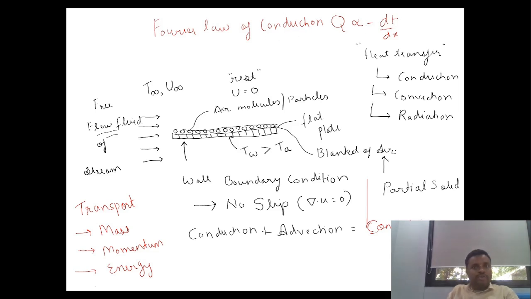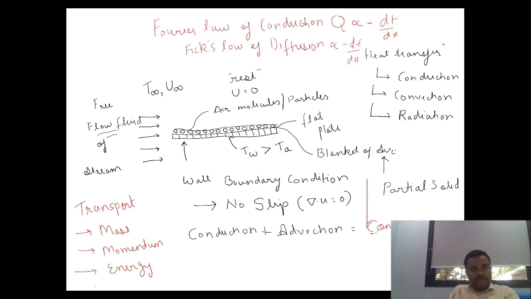Now analogous to this physical equation we have Fick's law of diffusion. In Fick's law of diffusion there is a transfer of mass, whereas here there is a transfer of heat. Analogous to this equation, we have Fick's law of diffusion where there is a transport of mass, and it is proportional to the negative concentration gradient, minus dc by dx.